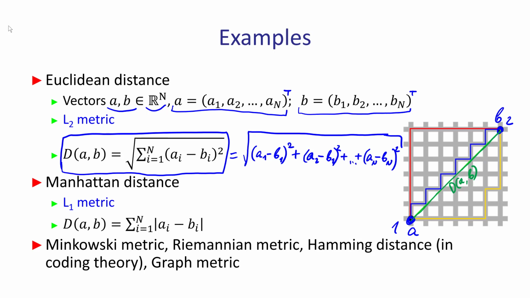Now, another kind of metric is Manhattan distance. So Manhattan distance is also called the L1 metric, compared to the L2 metric in Euclidean. And the numbers 1 and 2 come basically from the power of the difference, because this is power 1 technically. So the distance is defined like that.